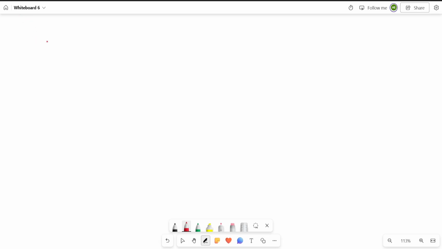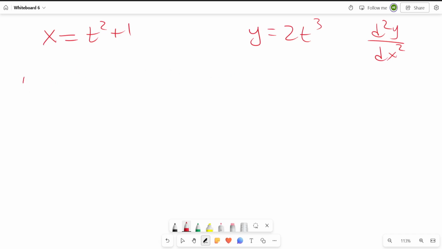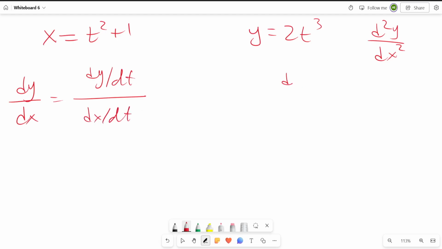So let's take a look at this example where it says that we have an x that is equal to t squared plus 1, and we have y which is equal to 2t to the power of 3, and we want to find the second derivative, d squared y by dx squared. So first, let's start by getting the first derivative as we've done normally. So this is equal to dy by dt over dx by dt.